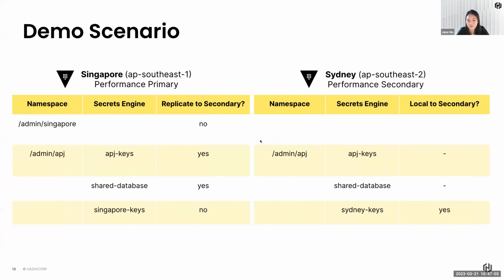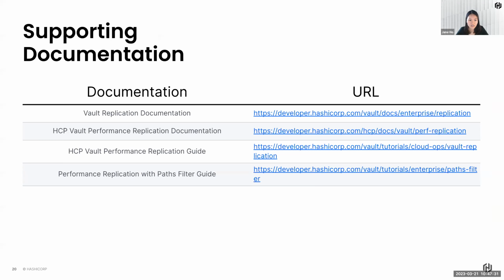So that's a pretty simple demo just to show you how you can set up performance replication, as well as path filters and local mounts to keep data local to where it should be. Now, as a wrap up, we have seen that the performance replication feature is very easy to set up with HCP Vault. It's just a few clicks in the UI and you're able to spin up a new secondary cluster and then determine which namespaces and secrets engines you want found there.